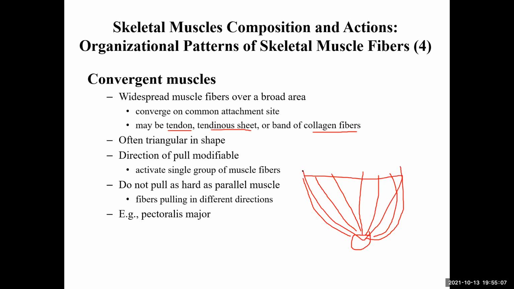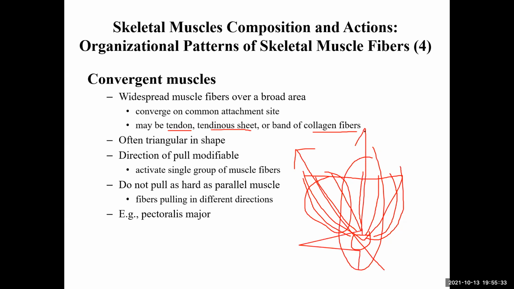You can see we have our triangular shape here. The nice thing about these types of muscles is that the direction of the pull, we can change it. We can modify it, and it depends on which muscle fibers we're using. If we use these muscle fibers here, it'll change our direction of pull this way. If we contract just those in the middle, it'll pull this way. So that's the nice thing about it. We can modify the direction of pull depending on which group of muscle fibers we're stimulating to contract.